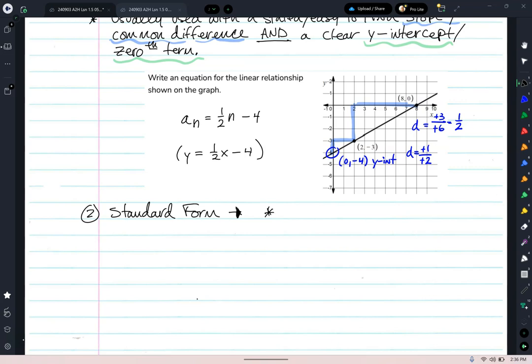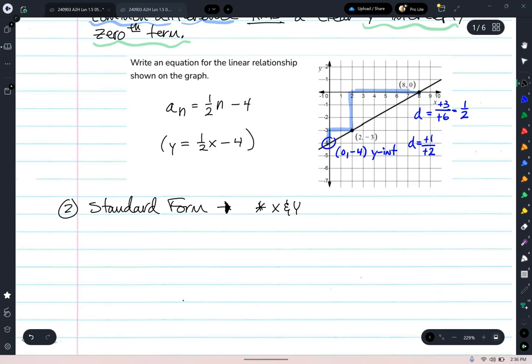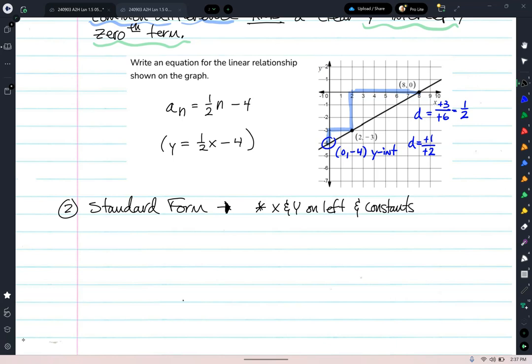So when we're talking about standard form, your x and your y, which is going to be your input and your output as we continue to move along in our function language, we're not there yet, but that's going to be on the left side of the equation. And your constants, meaning your non-variable terms, are going to be on the right side of your equation. Right, left, they could flip-flop, but the idea is that the variable terms are on one side and the constants are on the other side.